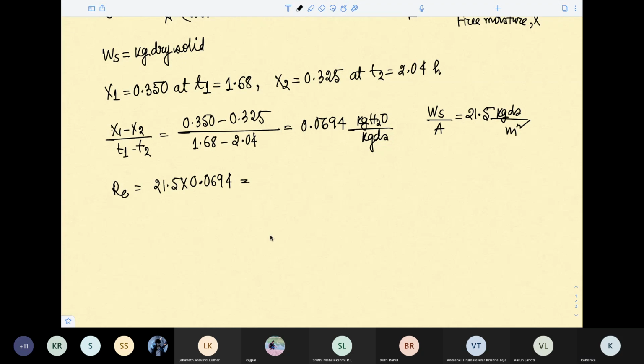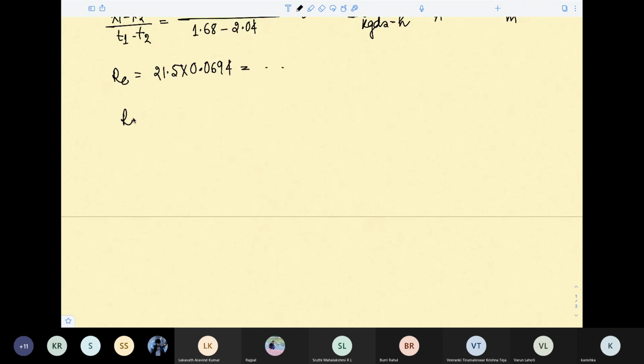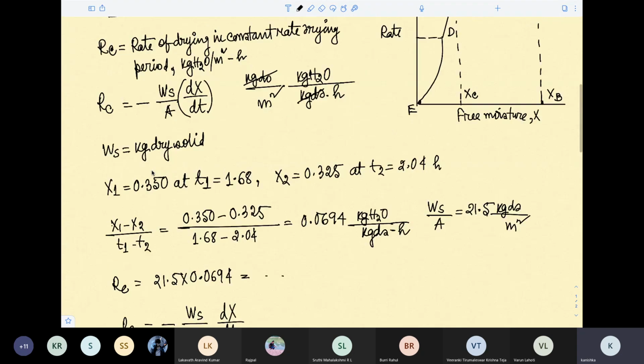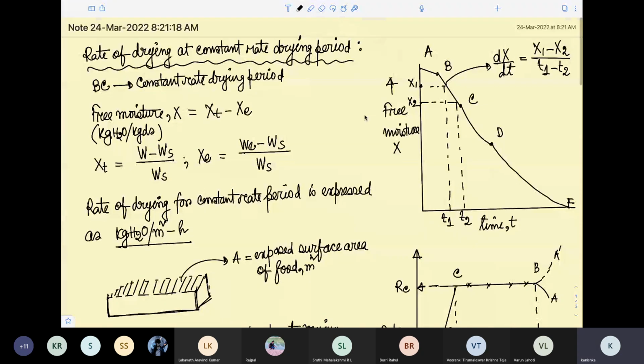Sorry, this is per hour, so you have the time factor. So this is the result. Now RC equals minus Ws by A dx dt, right? So what we can do is RC dt. Here the drying process starts mainly. Let's say this one we are taking as T1. Here mainly the drying process starts.